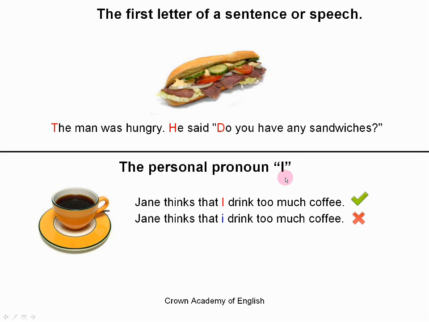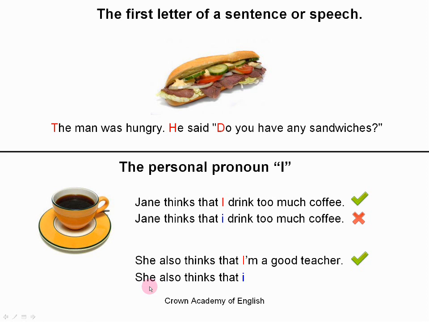We also always write the letter I as a capital letter, even in the contracted form. Example: She also thinks that I'm a good teacher. That is correct. We have the contracted form here, and we still use the capital letter. But this is wrong. Here we've written it as a small letter, lowercase, and that is wrong. So the word I is very simple, always a capital letter.